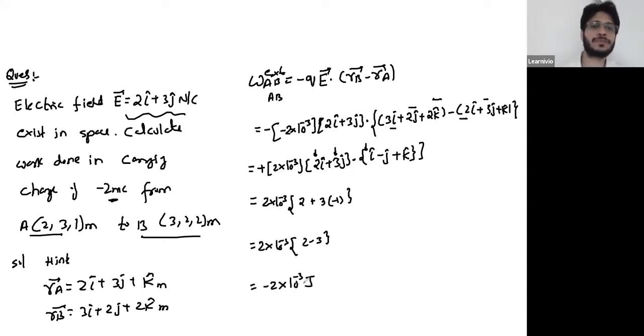Is it clear now? We will first perform the dot product. Then after solving this dot product, we will multiply it with 2 into 10 raised to the power minus 3. If your charge is negative, then take that negative sign.